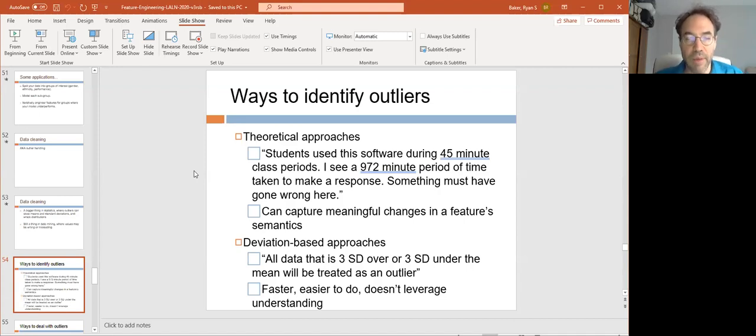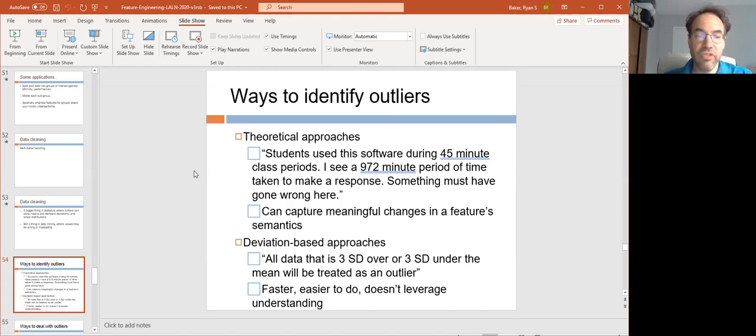Theoretical approaches can capture meaningful changes in a feature's semantics. So this is an example where it just looks broken. But if you have values that are out of bounds, and it happens a lot, you have to ask yourself, does this feature even mean what I think it should mean?